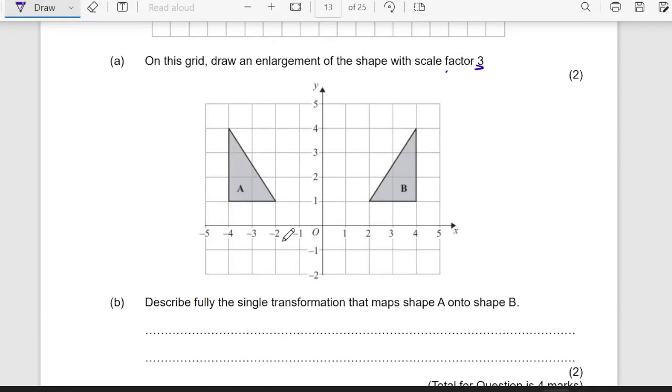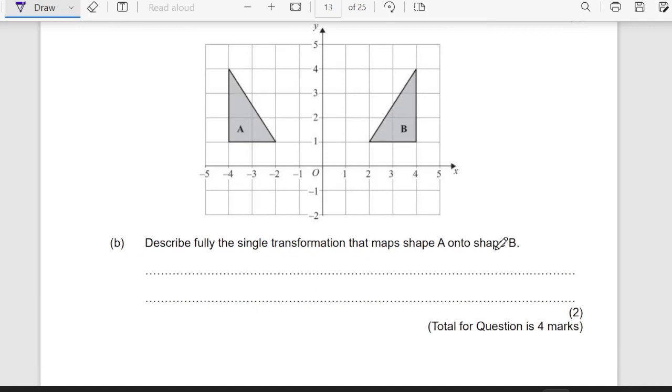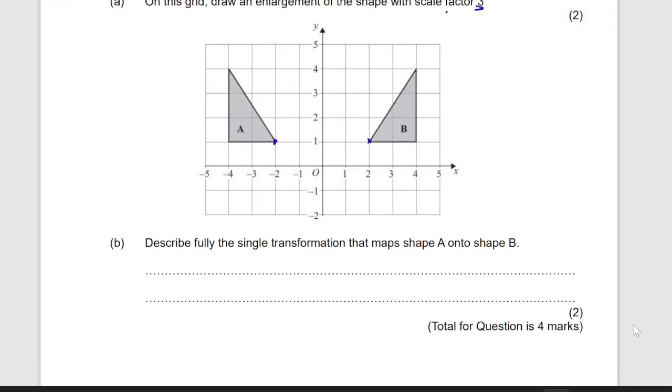Okay, part B. Describe fully the single transformation that maps A onto shape B. So if I look at two like points, I can see that it's a mirror image, so it's going to be a reflection. And then I need to describe the line that it's been reflected in. So halfway in between that point and that point is there. Halfway in between that point and that point is there. So that's the reflection line.